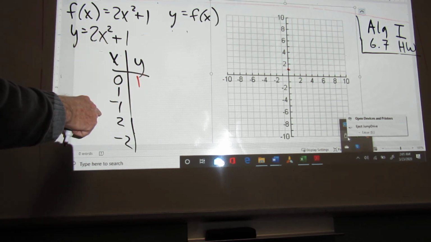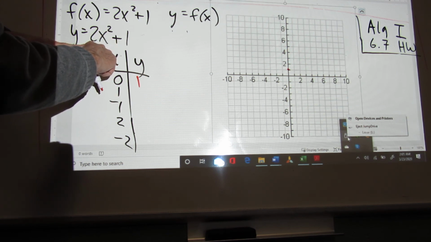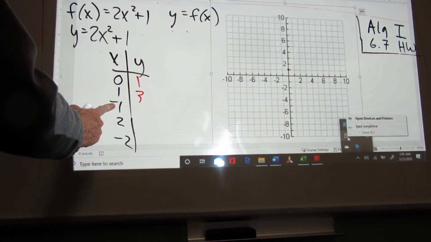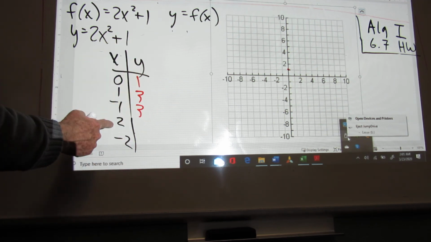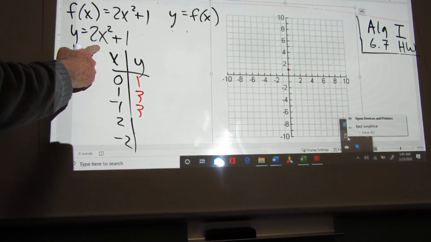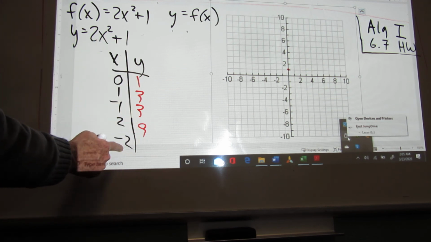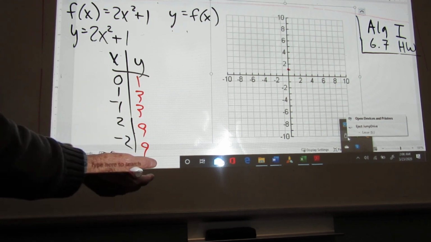That whole term becomes 0. If x is 1, then 1 squared is 1. 1 times 2 is 2. 2 plus 1 is 3. Negative 1 squared is 1. 1 times 2 is 2. 2 plus 1 is 3. Okay, 2 squared is 4. 4 times 2 is 8. 8 plus 1 is 9, and it's going to be the same thing here. Notice that there is a pattern there. Not always, especially if you have that middle term which is missing in this one, but there it is.